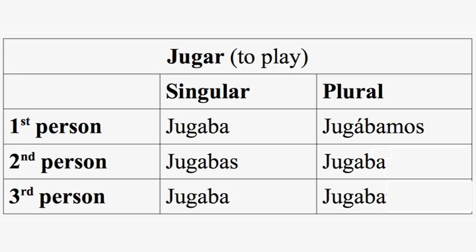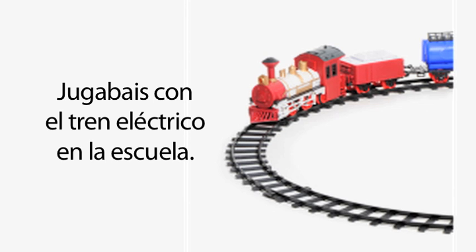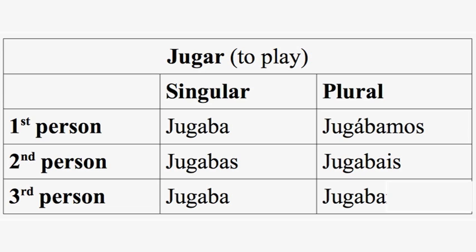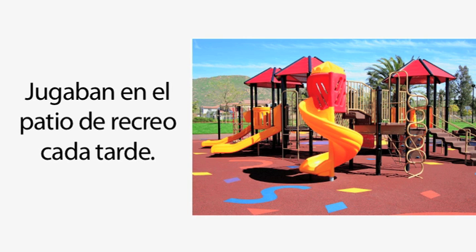Next, we have vosotros. What do you need to add to jugaba to indicate that you, plural, are doing the action? I-S. Jugabais con el tren eléctrico en la escuela. You used to play with the electric train at school. Y finalmente, what can we add to jugaba to indicate that they are doing an action? The letter N. Jugaban en el patio de recreo cada tarde. They played on the playground each afternoon.